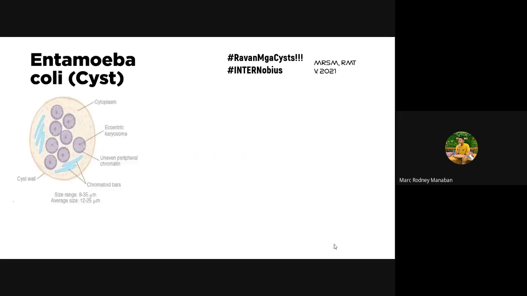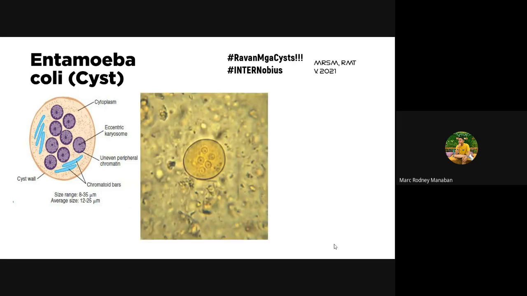So here's an example of your E. coli cyst, no? As you can see, it has many nuclei. And then here it is using iodine stain. As you can see, it has many nuclei. Usually, if greater than 4, then that's Entamoeba coli. So this one has 5.